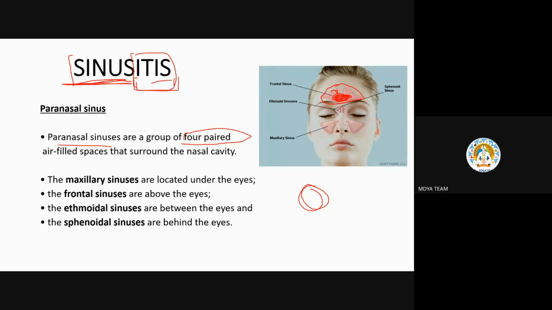This is also in pairs, two are there. Now the second is ethmoidal sinuses, and the third is sphenoidal sinuses. So what is the position? If you recall your anatomy and physiology bone chapter, you will know there is a butterfly shaped bone known as the sphenoidal bone. Have you studied this one? Yes, ma'am. The butterfly shape. This bone is also named the butterfly shaped bone.